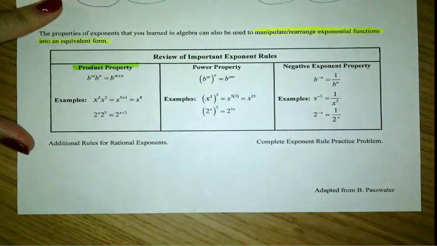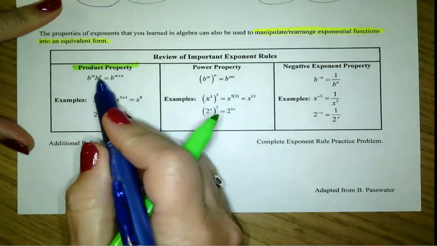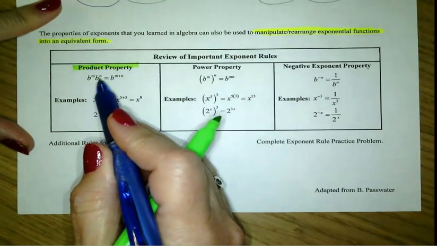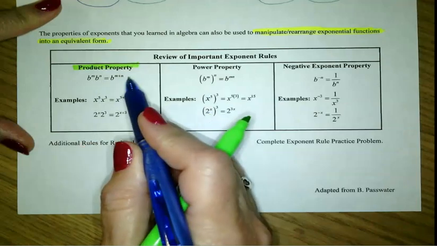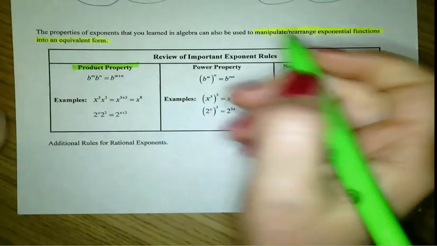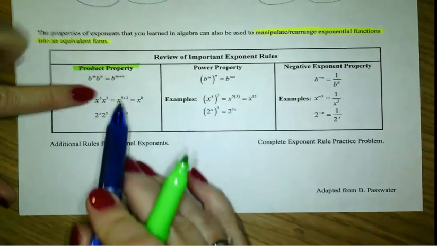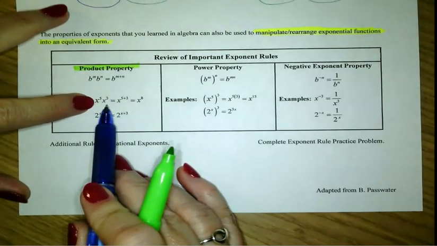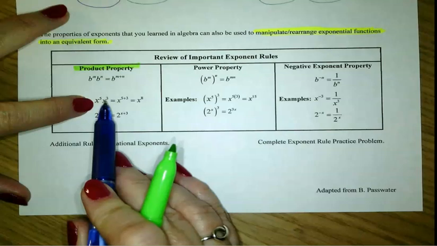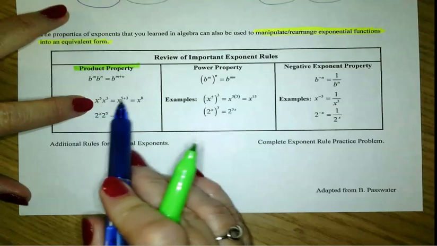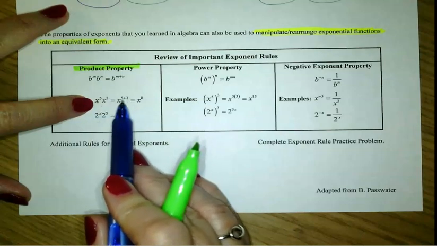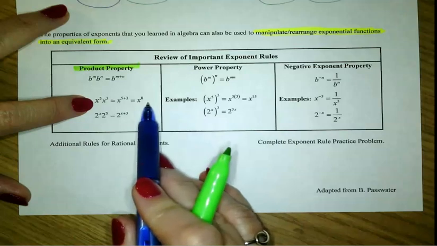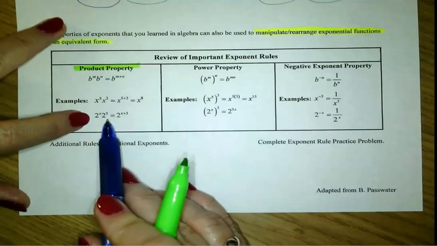And in the product property, we are multiplying two bases together, and they're two like bases. And when I multiply like bases, then I can add the exponents. In the examples here, we have one example that uses variable bases. So if I'm multiplying x base and x base, those are common bases, so I can add the exponents. So 5 plus 3 would make that x to the 8th. Here's an example with numerical bases.